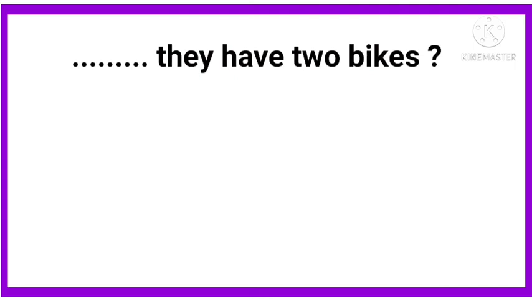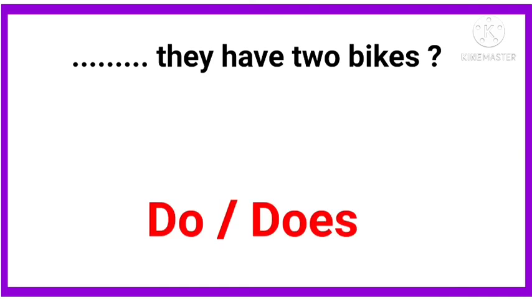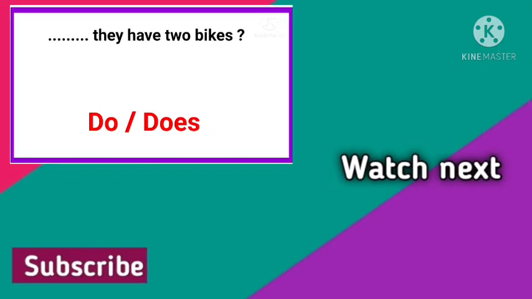Sentence number 4. Blank they have 2 bikes. Which word should we use? Do or does? I give you 5 seconds. 5, 4, 3, 2, 1. Do. Do they have 2 bikes?